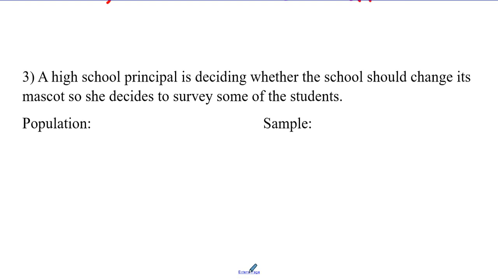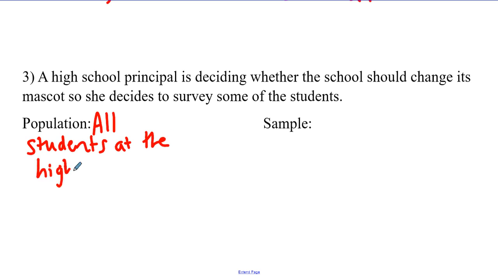Scenario number 3: a high school principal is deciding whether the school should change its mascot, so she decides to survey some of the students. The population would be all students at the high school. All of them could have been chosen, but not all of them were, because that might take too much time. All students at the high school, that's the population.